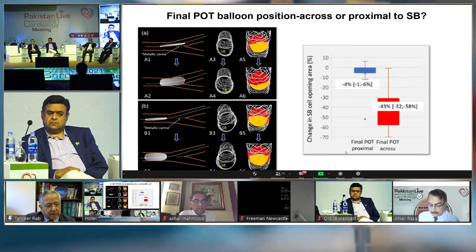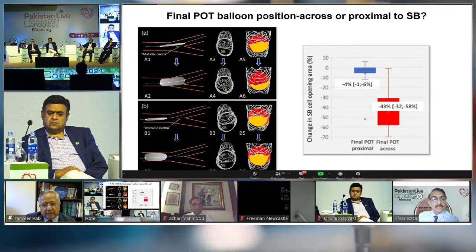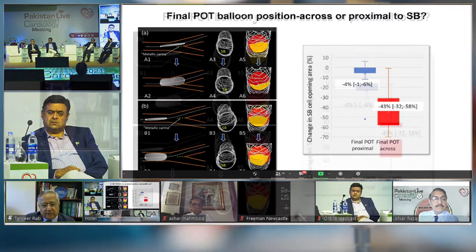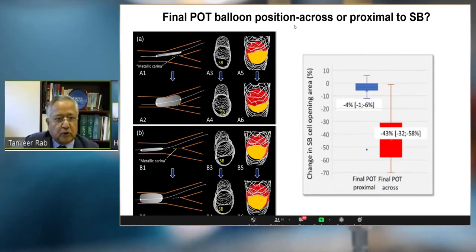If you do it proximally, before the side branch, you can still preserve the adequacy of the outflow into the side branch with very little metal protruding into the side branch. So the final POT should be a little away from the carina, not impinging on the side branch. If you do go across the side branch, there's a 43% reduction in the orifice of the side branch, versus only 4% reduction if the final POT is just before the side branch. These are important points you should know about.